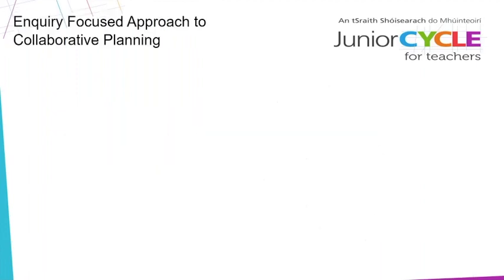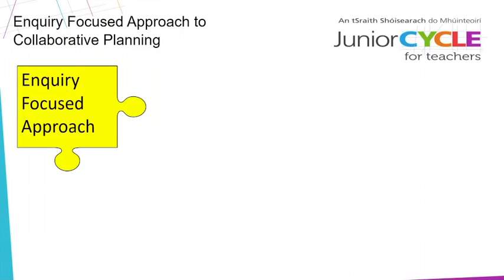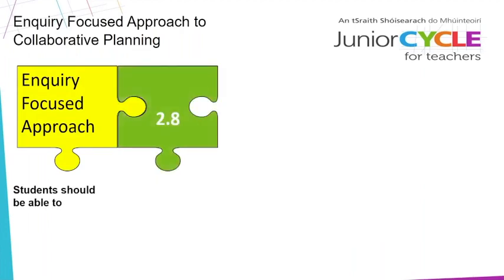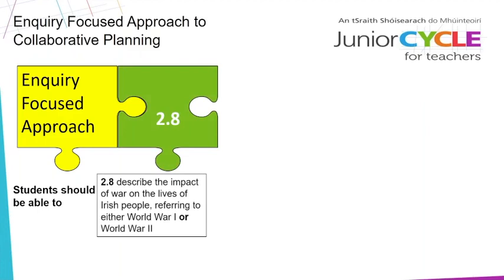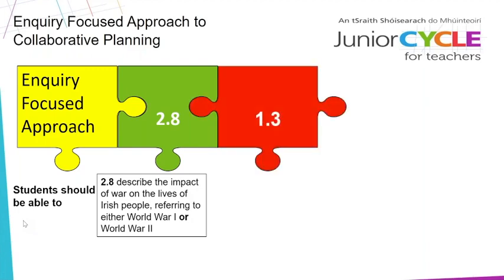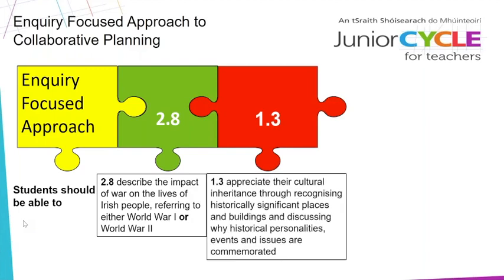A learning outcome that facilitates this approach and this topic is learning outcome 2.8, which reads, describe the impact of war on the lives of Irish people, referring to either World War I or World War II. Now, bearing in mind that the incoming first years in September might have been actively involved in the decade of centenaries in their primary schools, we can assume that they have at least some prior knowledge of the events of 1914-1918 in Ireland. This also links with learning outcome 1.3, which reads that students should learn to appreciate their cultural inheritance through recognizing historically significant places and buildings and discussing why historical personalities, events and issues are commemorated.